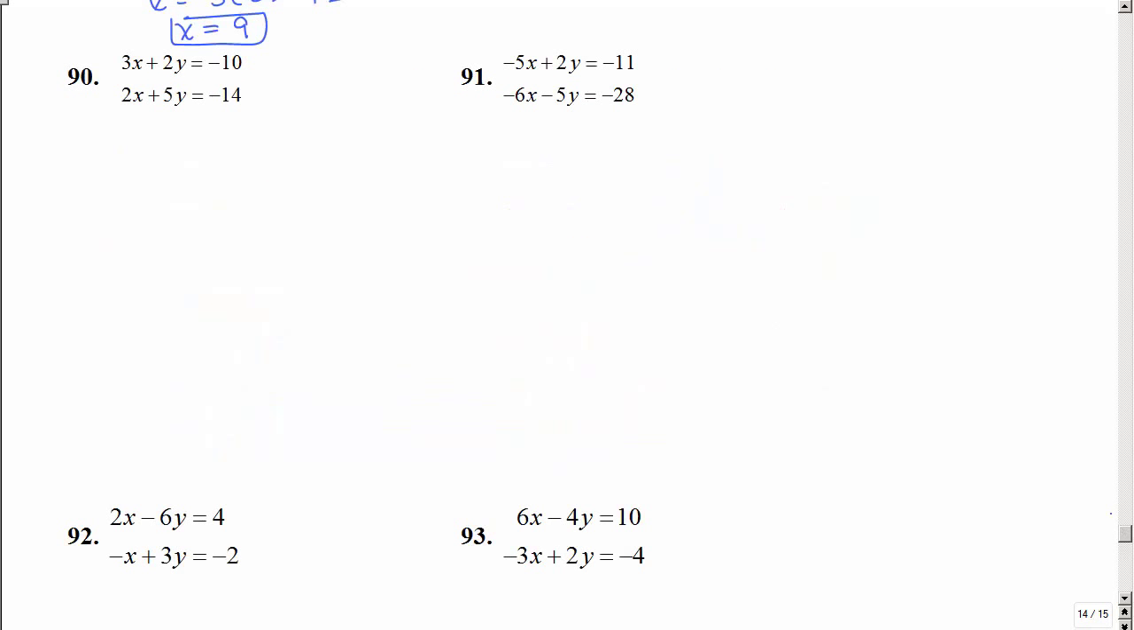Now these next 4 look like the elimination method would be the easiest, so that's what I'm going to choose. And remember, you can choose which letter you want to eliminate. I'm going to choose to get rid of my x, so I'm going to multiply this equation times 2. I'm going to multiply this equation by -3, so these can become 6 and -6.